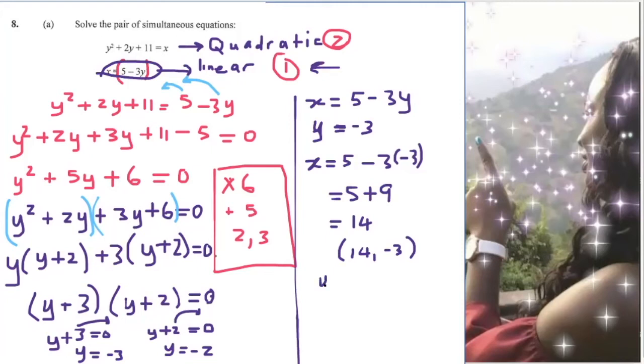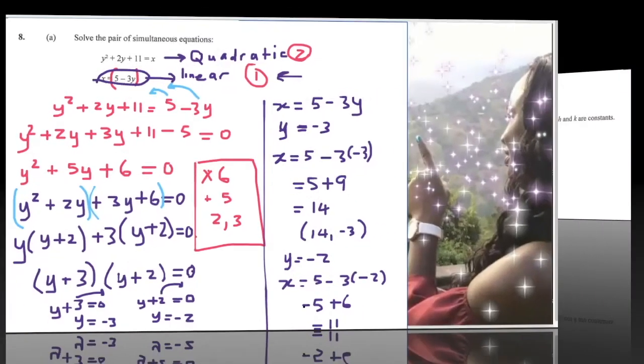Also, when y is equal to negative 2, replace for x. So we have 5 minus 3, open bracket, negative 2. So we have 5 minus 3 times minus 2, that's positive 6. So 5 plus 6, that's 11. So x is 11 and y is minus 2.